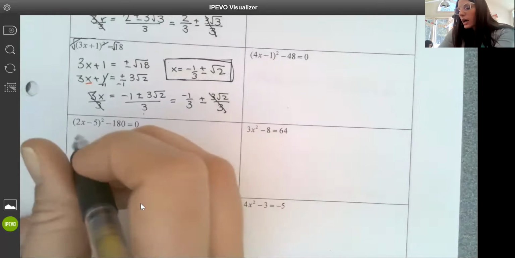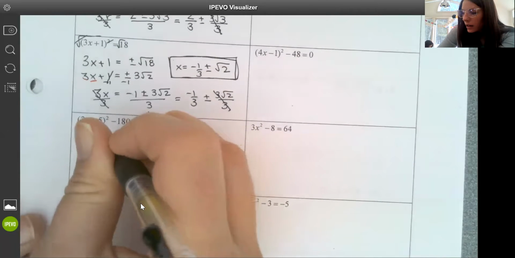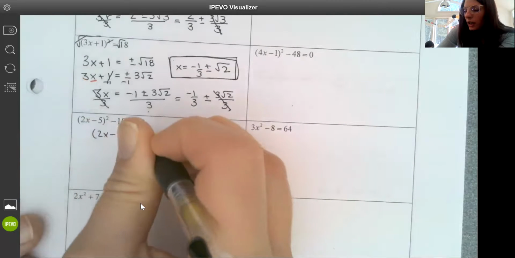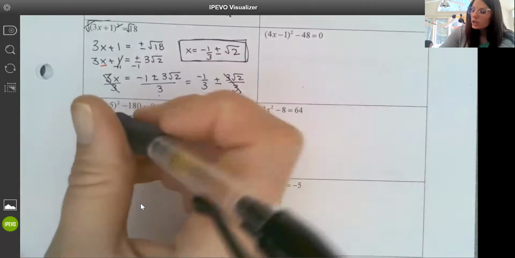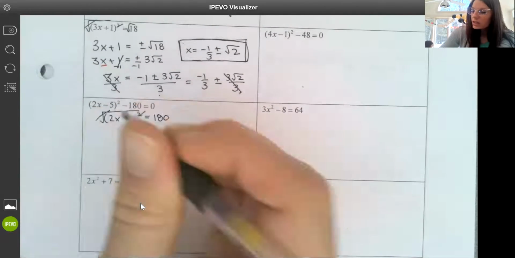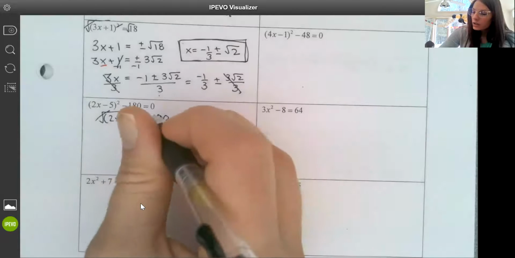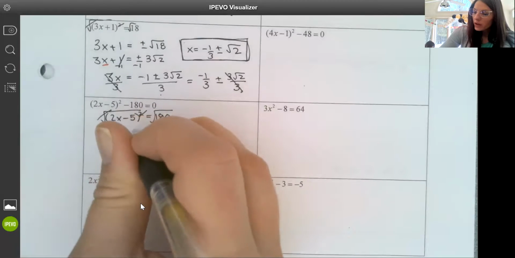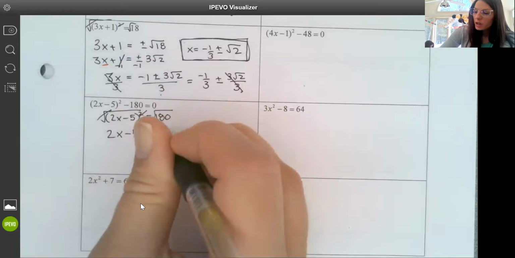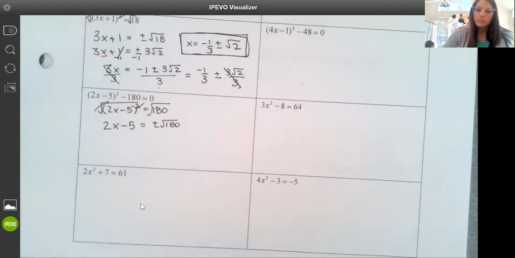So first, I'm going to add 180 over. Now I'm set up to take the square root here. That's going to get rid of the square. And I'll take the square root on the other side. So I'm left with just 2x minus 5 on the left-hand side and plus or minus the square root of 180.